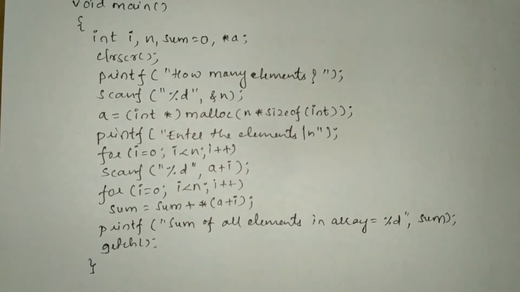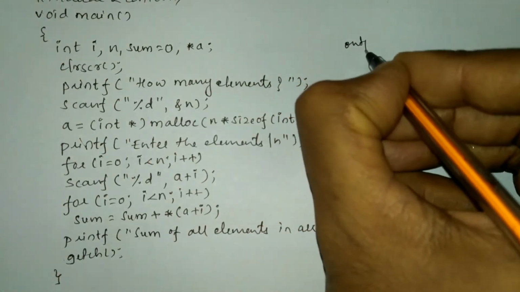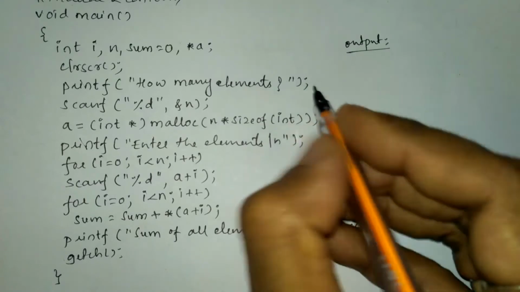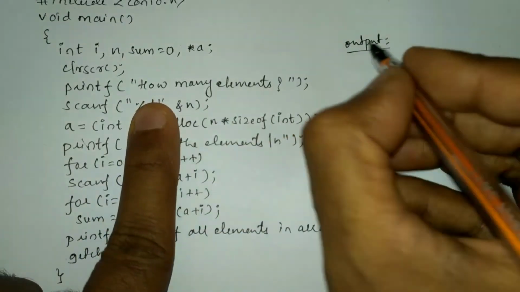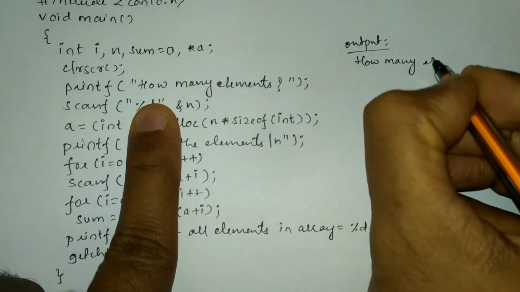Now let us run this program and see how exactly the output comes. Here we are going to write output. So when we compile and run this program, it will ask the user to enter how many elements.